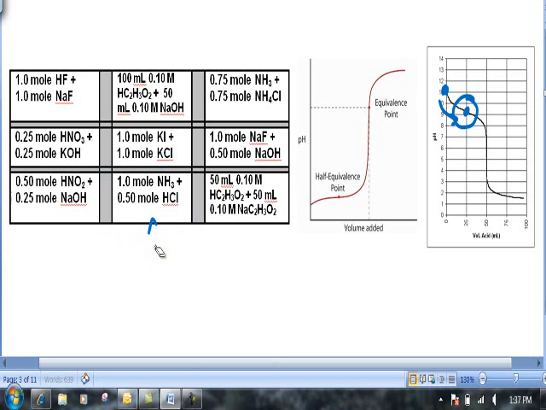The key being, to make any buffer system, we have to end up with some kind of mixture that'll put us in this region or on our weak base curve in this region, where we have that mixture of weak acid and salt of weak acid, or here where we have weak base and the salt of that weak base. With those mixtures, we end up with a buffer system.